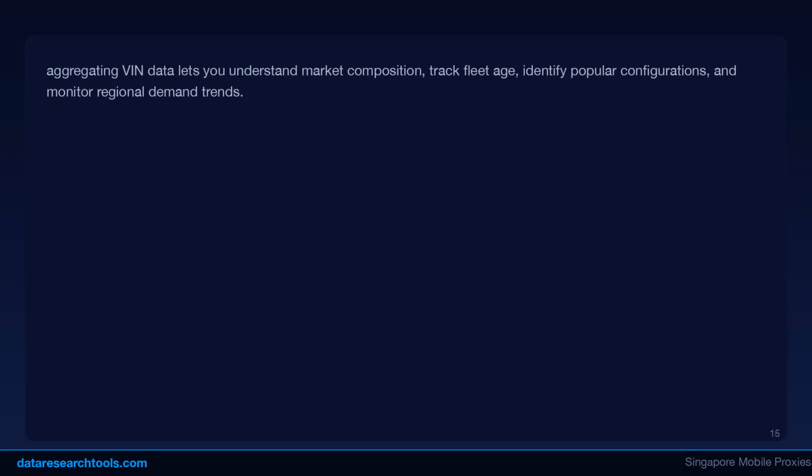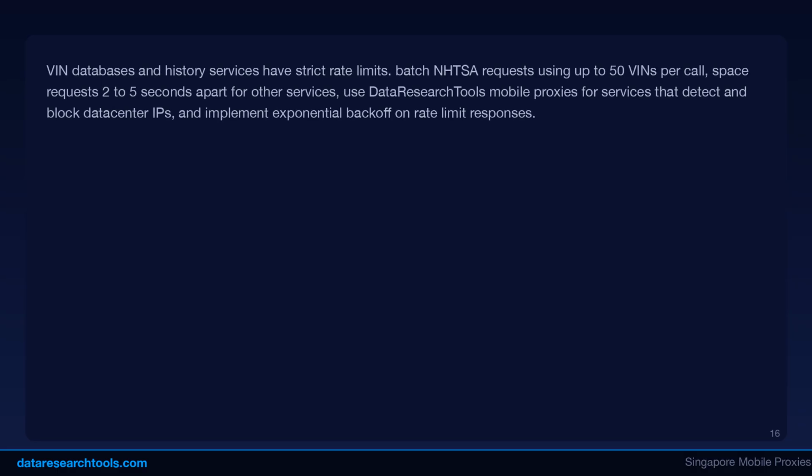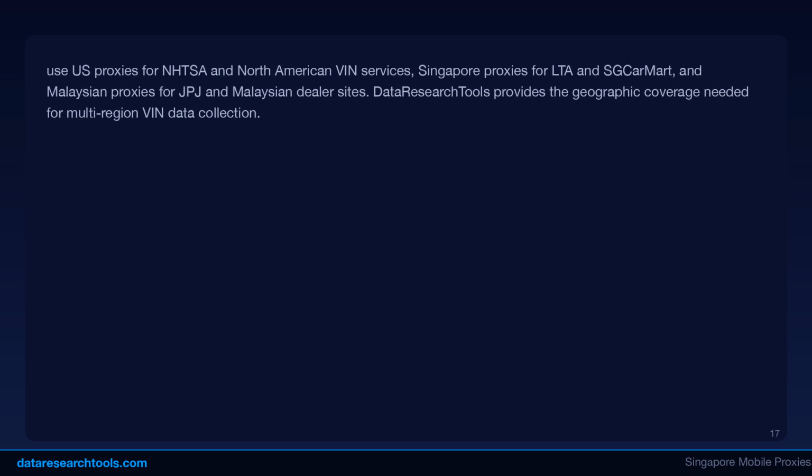VIN databases and history services have strict rate limits. Batch NHTSA requests using up to 50 VINs per call, space requests 2 to 5 seconds apart for other services, use mobile proxies for services that detect and block data center IPs, and implement exponential backoff on rate limit responses. Use US proxies for NHTSA and North American VIN services, Singapore proxies for LTA and SG CarMart, and Malaysian proxies for JPJ and Malaysian dealer sites.